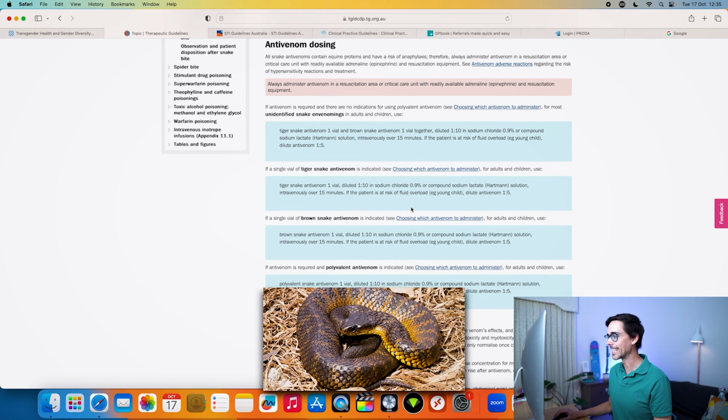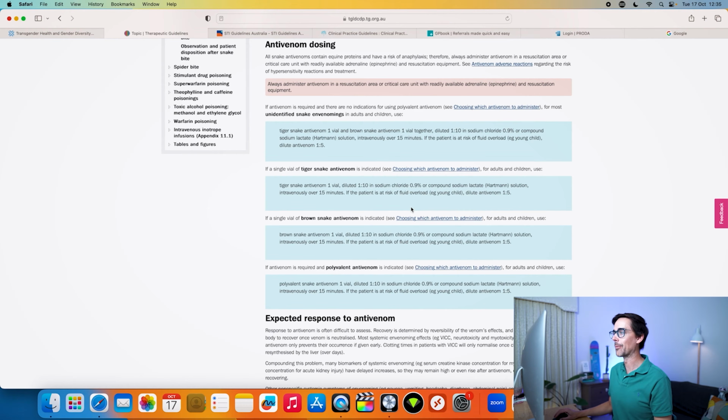As you can see, tiger snake, brown snake, polyvalent antivenom, where you don't know what the snake was. So yeah, there are different antivenoms that you can use.